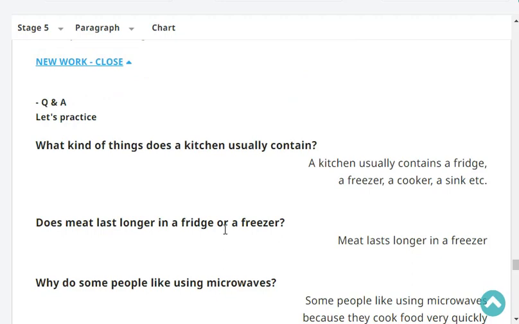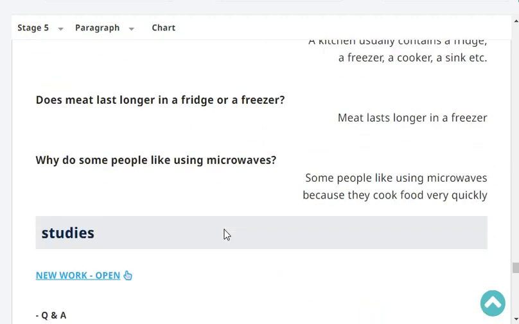A kitchen usually contains a fridge, a freezer, a cooker, a sink, etc. Does meat last longer in a fridge or a freezer? Meat lasts longer in a freezer.